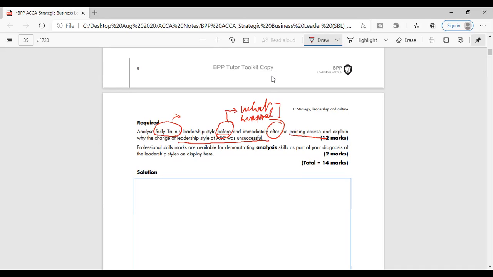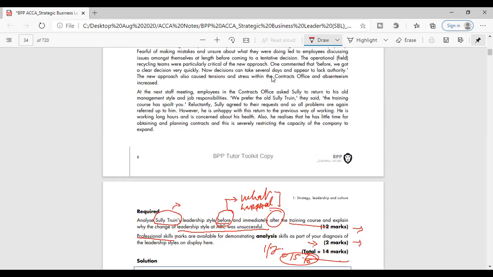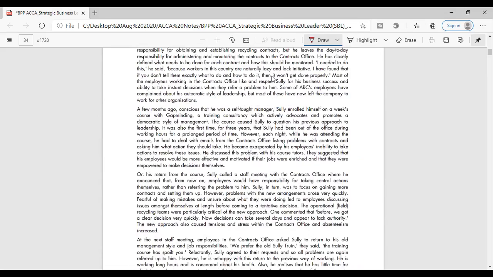The effort was unsuccessful. So 12 marks for the content, 2 marks for professional skill that we talked about at the start of the discussion, right? We discussed this at length. So 2 marks out of 14, 1 by 7, almost 15 to 16% allocated to professional skill. Okay, let's go back and find out about the leadership style changes, the course which was conducted, and what has happened ultimately.